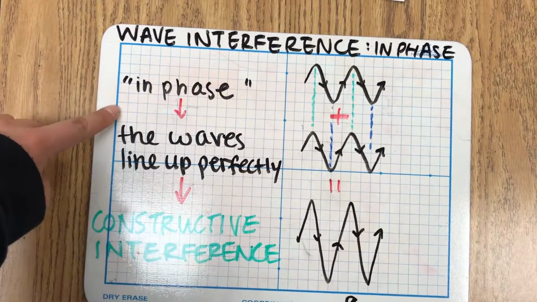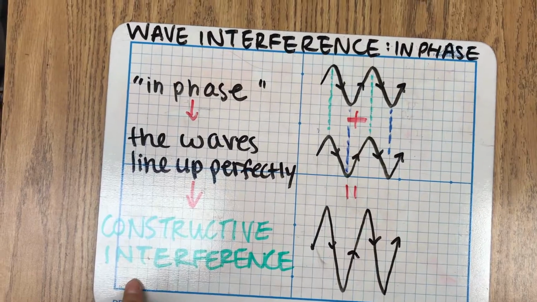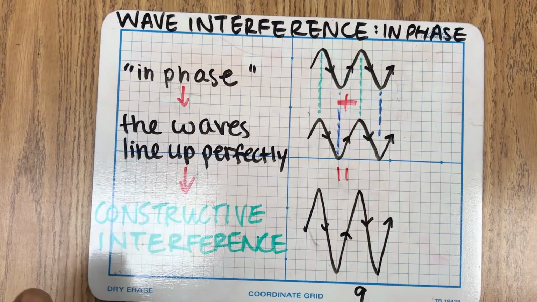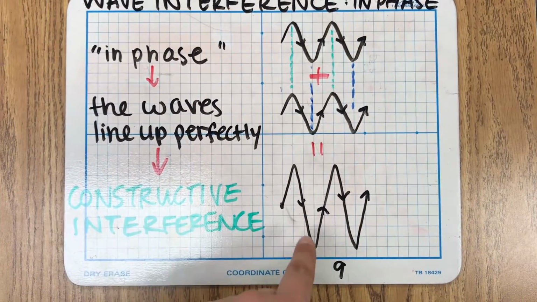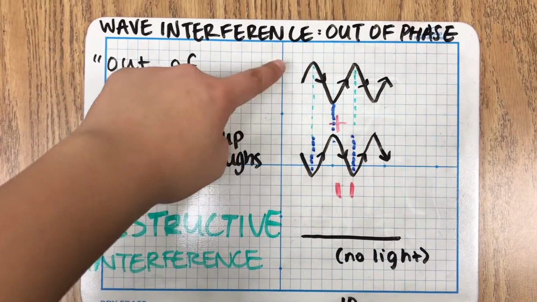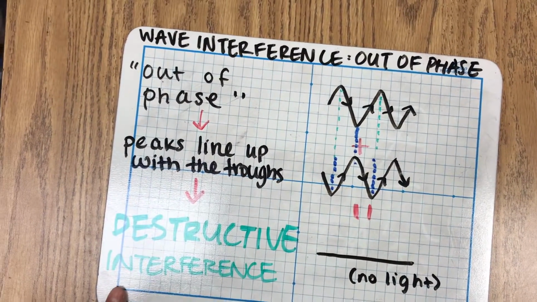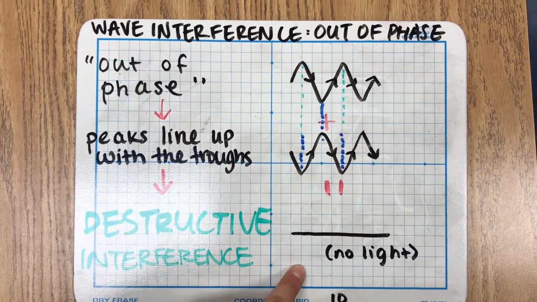When waves are in phase, that means that their crests and their troughs are lined up perfectly. Constructive interference occurs, which means that they add together to create an even bigger wave than before. When waves are perfectly out of phase, that means that the peaks line up with the troughs and the troughs line up with the peaks. The two cancel out with destructive interference, which results in no light.